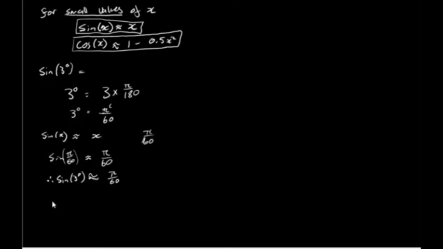On a calculator, if we work out what sine of 3 degrees is, we get about 0.05234. And if we type in what pi on 60 is, we get 0.05236. So extremely close. It's only in this last digit where they differ. So the two values would be essentially the same, expressed to 3 decimal places.